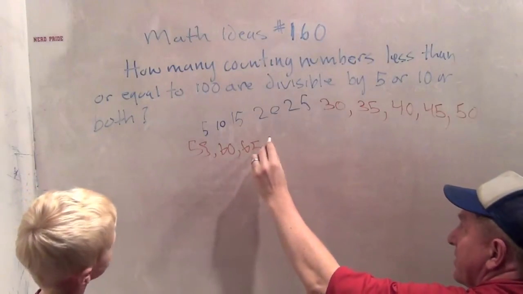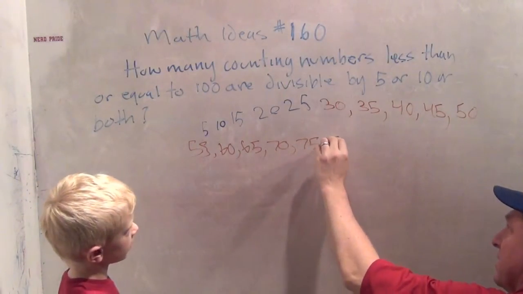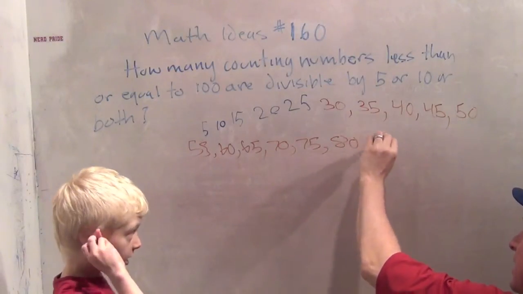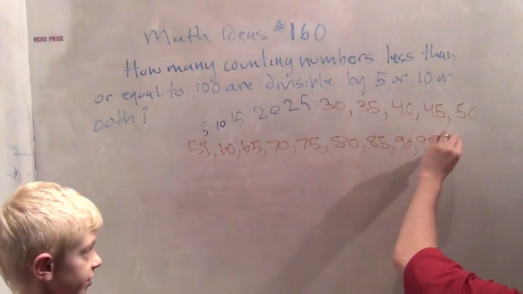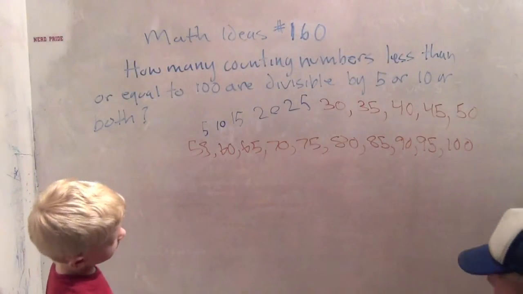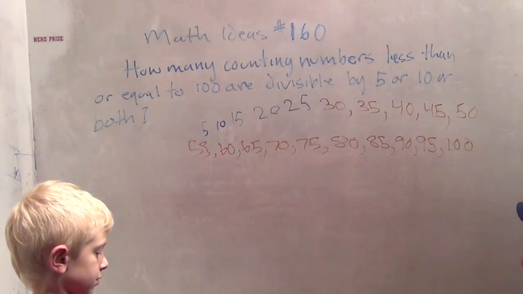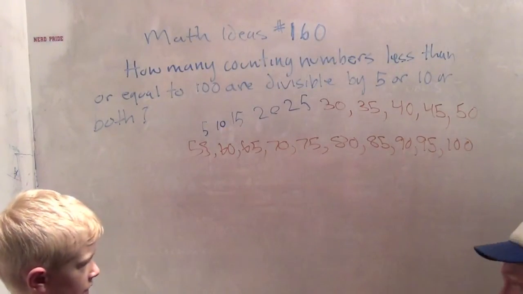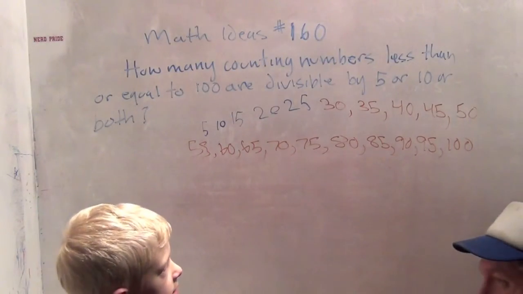65, 70, 75, 80, 85, 90, 95, and 100. Okay, so there we go. Those are our multiples of 5, or these are the numbers that are divisible by 5: 5, 10, 15, 20, 25, 30, 35, 40, up to 95, 100.